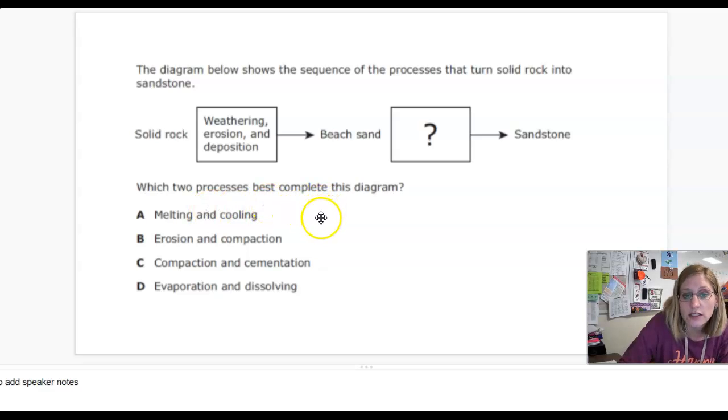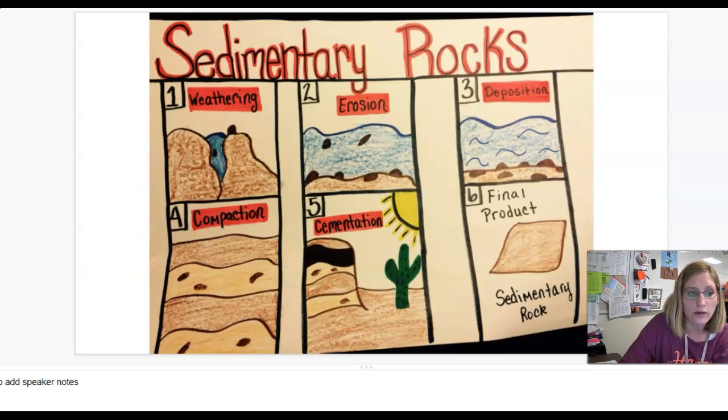Which two processes best complete this diagram? Melting and cooling? Does that make sense for our sedimentary rocks? Erosion and compaction. Look, they have compaction. That may be a key word. But look, they already have erosion. We don't need that. It already has it over here. So that doesn't make sense. How about compaction and sedimentation? Maybe, right? That's not on there. And if we go back to ours, we need weathering, erosion, deposition, and compaction, and then sedimentation to make it.